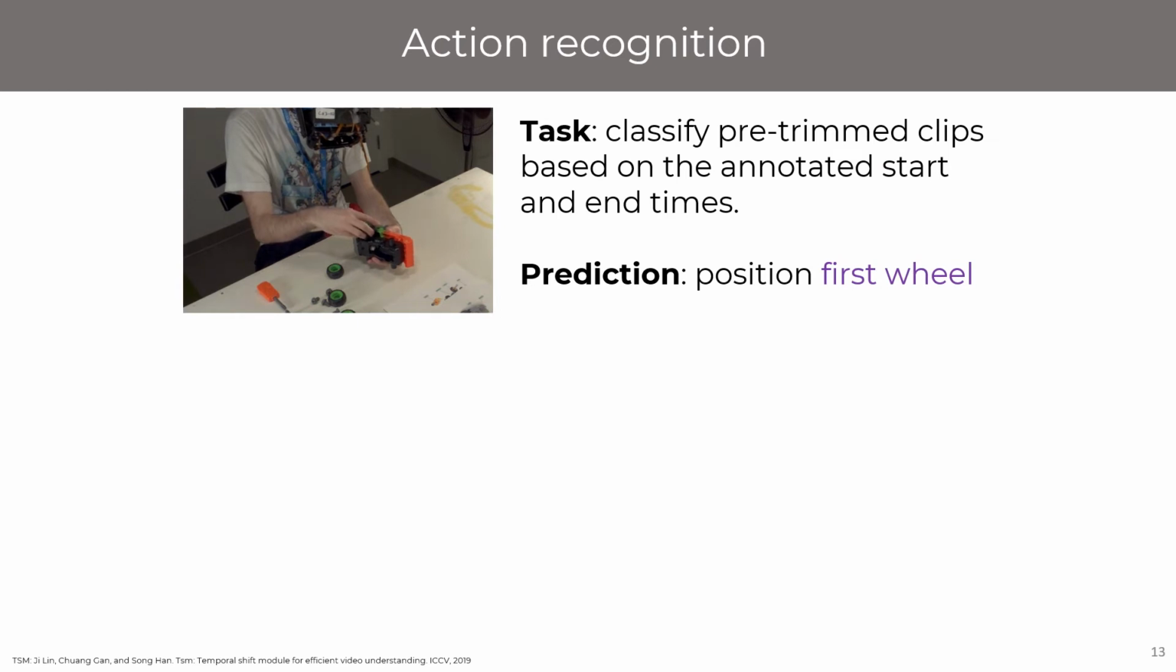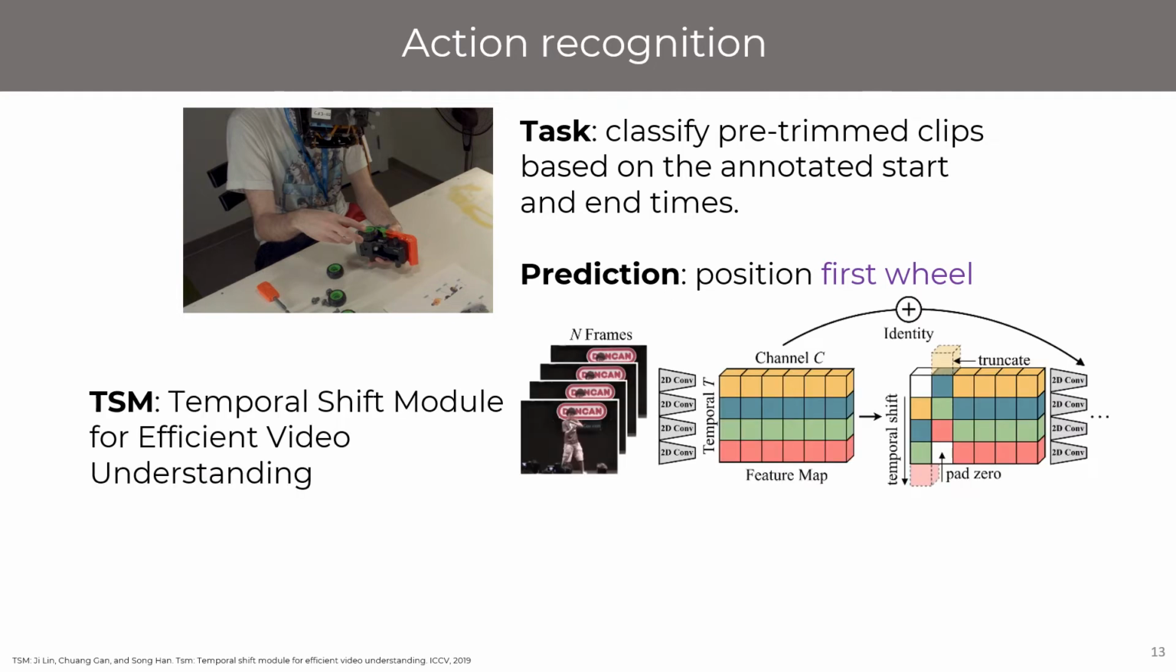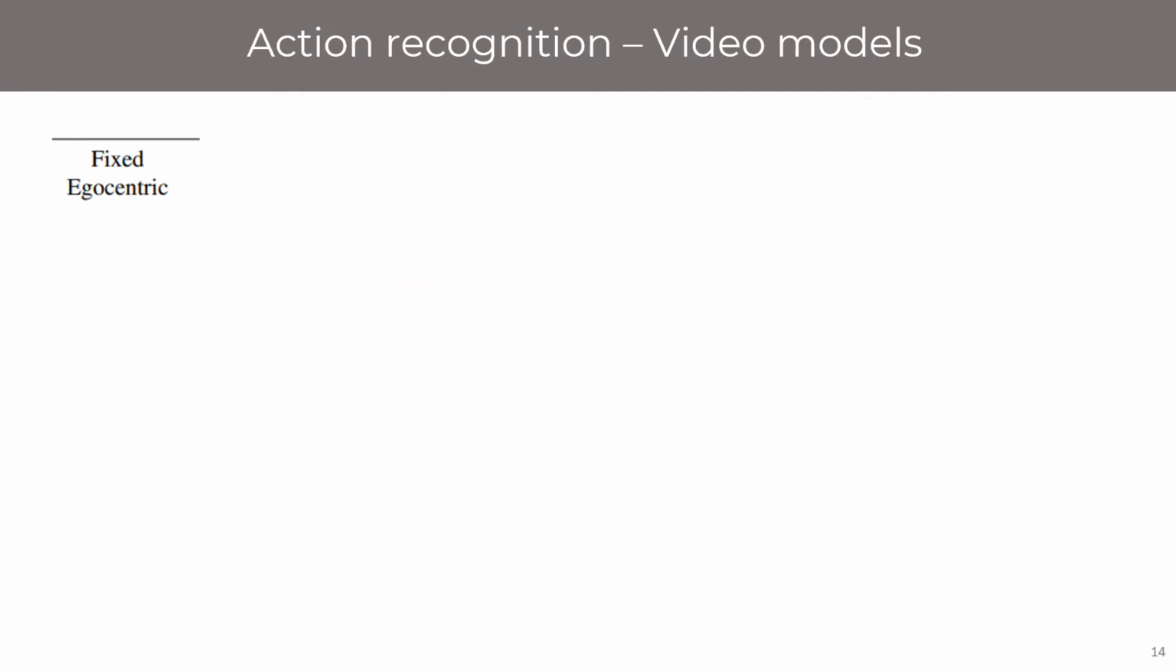We define action recognition as classifying a pre-trimmed action clip into any one of the 1380 fine-grained action classes. As our baseline, we use temporal shift module, also popularly known as TSM. We train the TSM model on the instances from both fixed and egocentric views. Here we report the performance on these views separately.